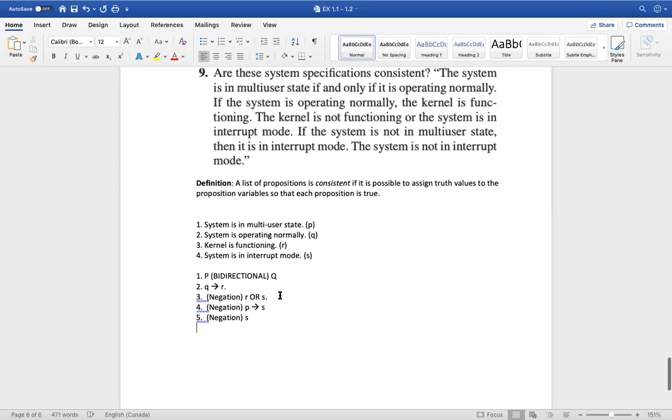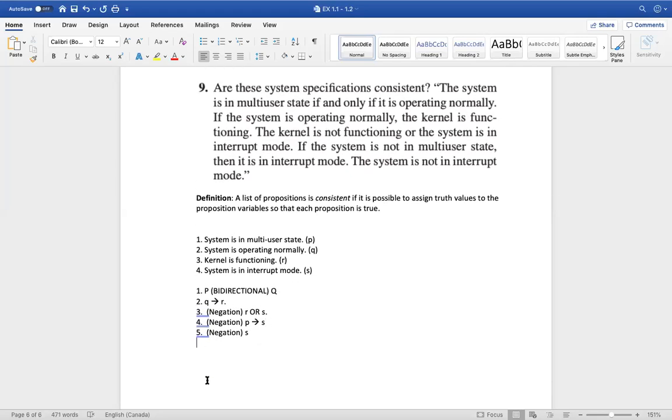So now we have to identify whether there is any contradiction in these. Is it possible that we have one set of values for which all of them evaluate to true? This one is the least dependent because it only has one propositional variable. So for negation of S, let's assume S is false, then this will become true, because negation of false is true.